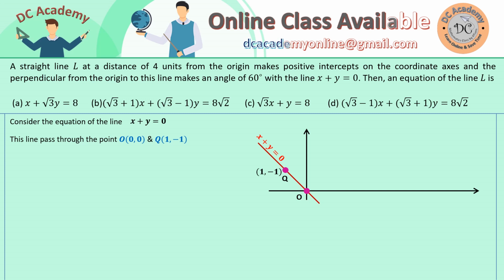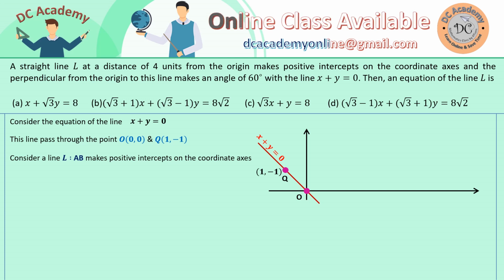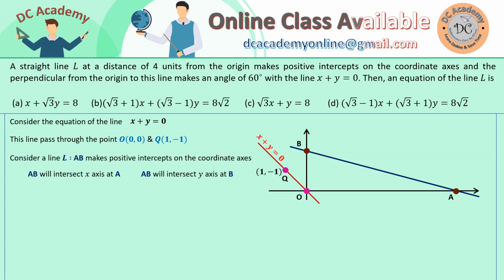Now we have to go ahead and consider the line L, which makes positive intercept on the coordinate axis. What is the meaning of positive intercept? That means the given line will intersect the x-axis and y-axis in the positive direction. So if this is my x-intercept, the y-intercept is also in the positive direction. So based on that, we draw a line AB which intersects the x-axis at the point A and y-axis at the point B. So we are able to draw the given line. So line is done. Here our job is to find out its equation.